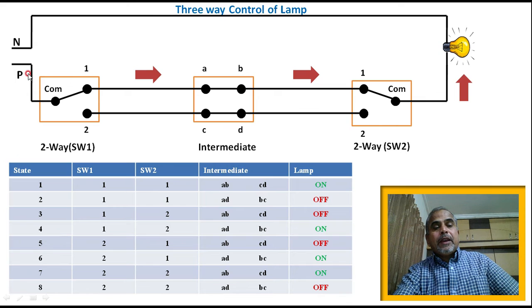You have to trace the path for the current. If it is a closed path, then the bulb will be on. If there is a disconnection in between, because of the switches, the bulb is off.